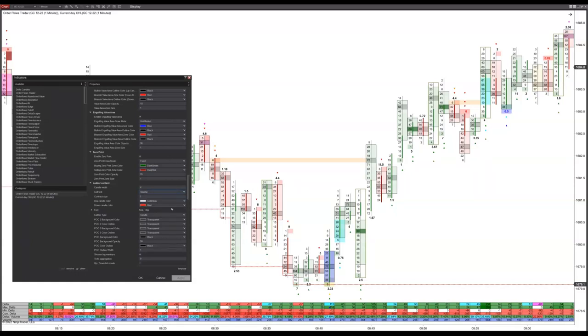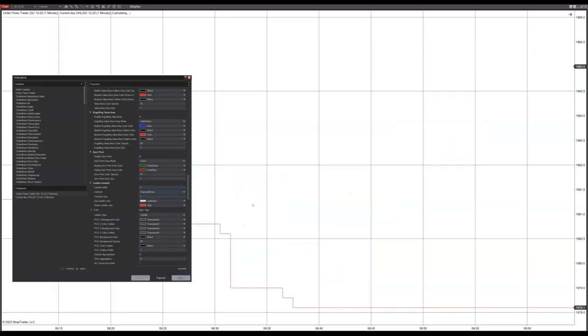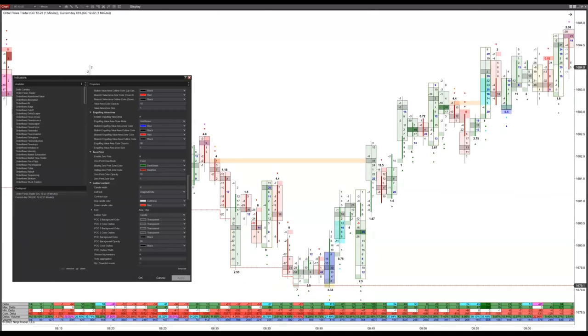And you also got your choice of diagonal delta, right? So that's the delta in the two-way auction on your footprint. Okay, so you see here how it looks very similar to the regular horizontal delta. Again, it's up to you which one you want to use. I prefer bid ask and delta, but again, you got those choices there.